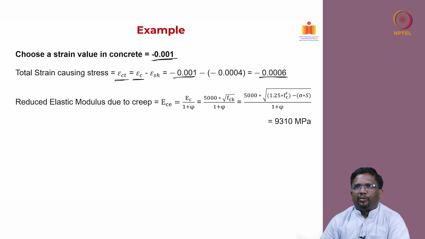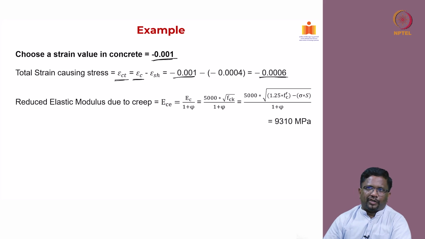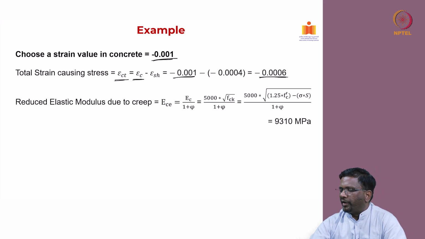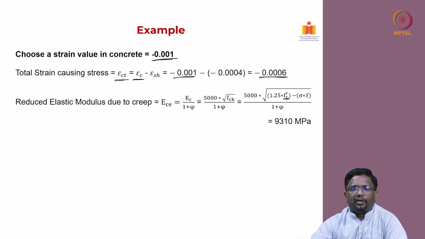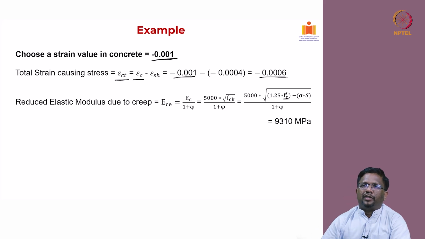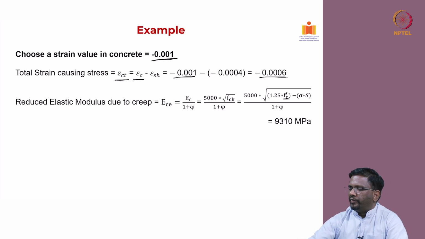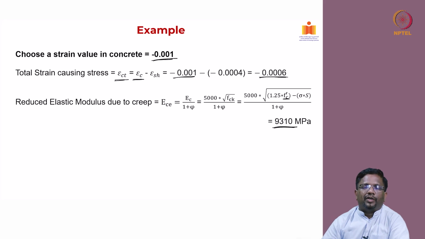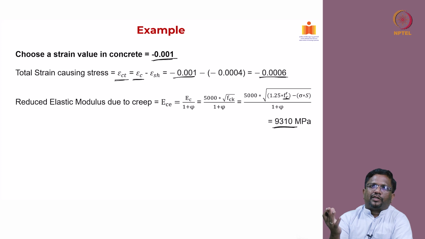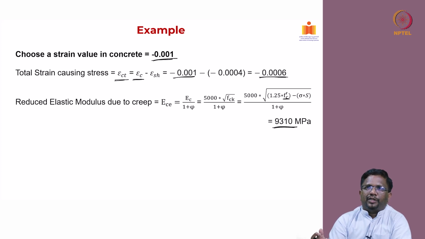Now, what is the reduced effective modulus due to creep, which is EC by 1 plus phi, again 5000 square root of FCK by 1 plus phi. Now, how do I get your FCK? 1.25 times, because you are given only the cylinder strength. Cylinder strength has to be converted to cube strength minus the standard deviation that we assume, which gives the actual characteristic strength. If you plug in that value, for a phi of 2.2 you get a modulus of only 9310 megapascal. That means due to creep, the concrete has softened quite a bit, right. So, EC originally is 5000, that has reduced significantly, right.